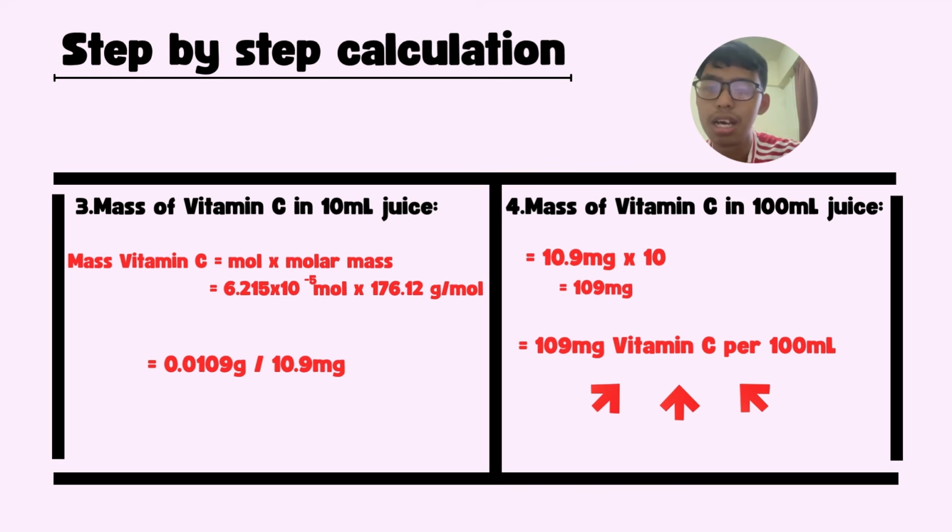And lastly, to determine the mass of vitamin C in 100 milliliters of juice, we multiply the mass that we just got by 10. Then we have 109 milligrams of vitamin C per 100 milliliters of apple juice. So that's all for the calculation from me. I will pass it to my friend Nasrullah to conclude what we have learned today.